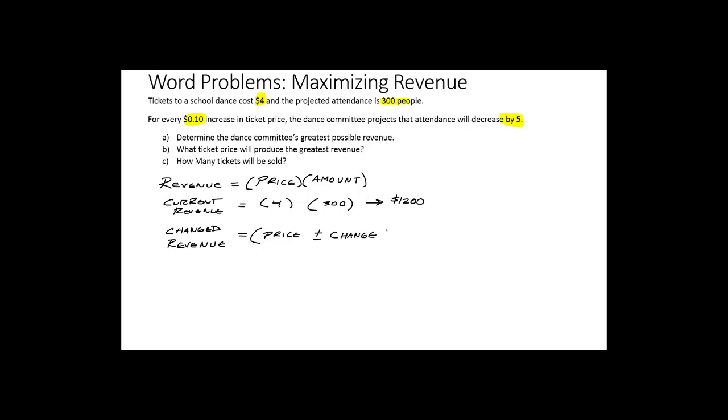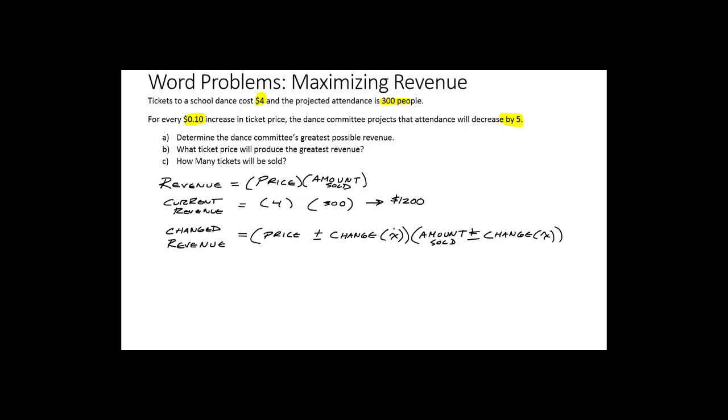Times, and now I'm going to use the variable x here. You could use whatever you want, and let's describe what x is in a second. Here's our amount sold. I should have written amount sold up here. The amount of tickets sold, plus or minus the change again. What are we changing by? Times x. So what is x?